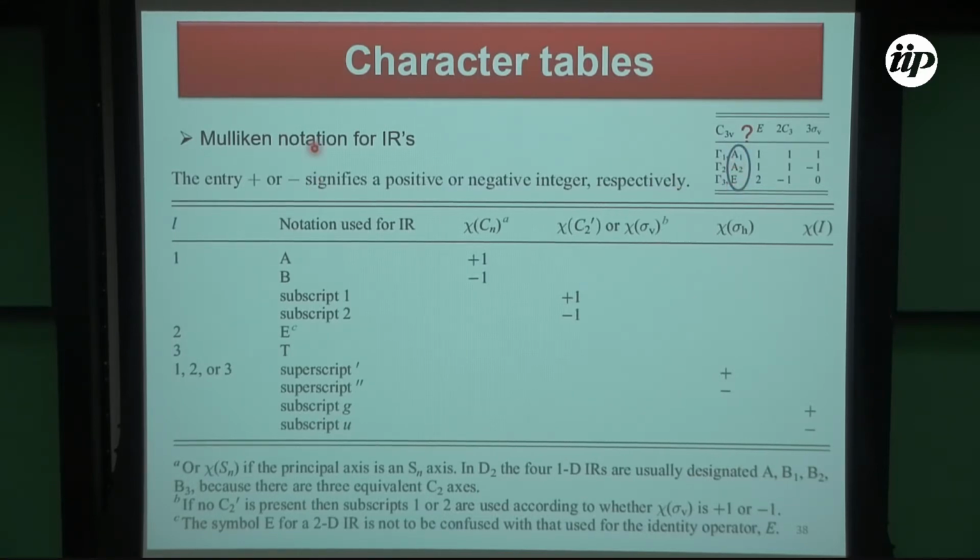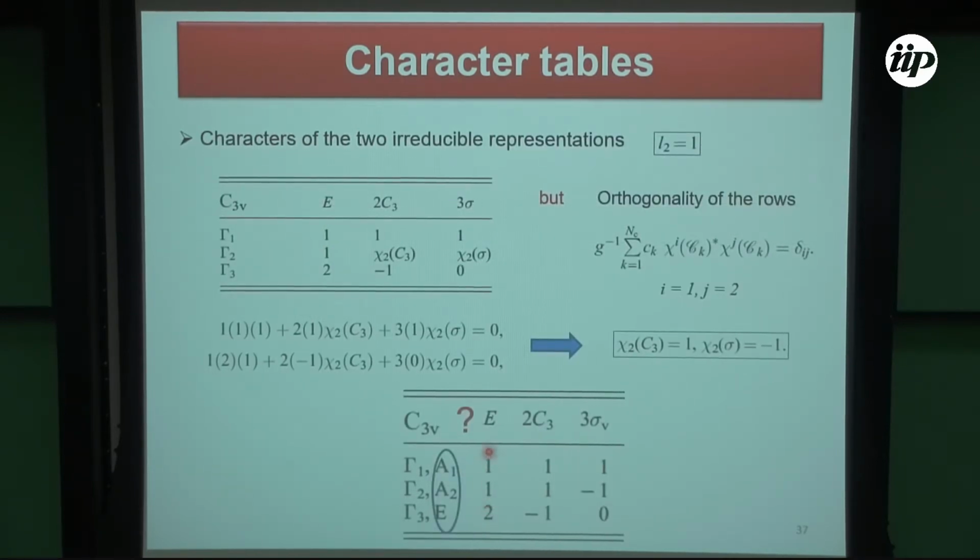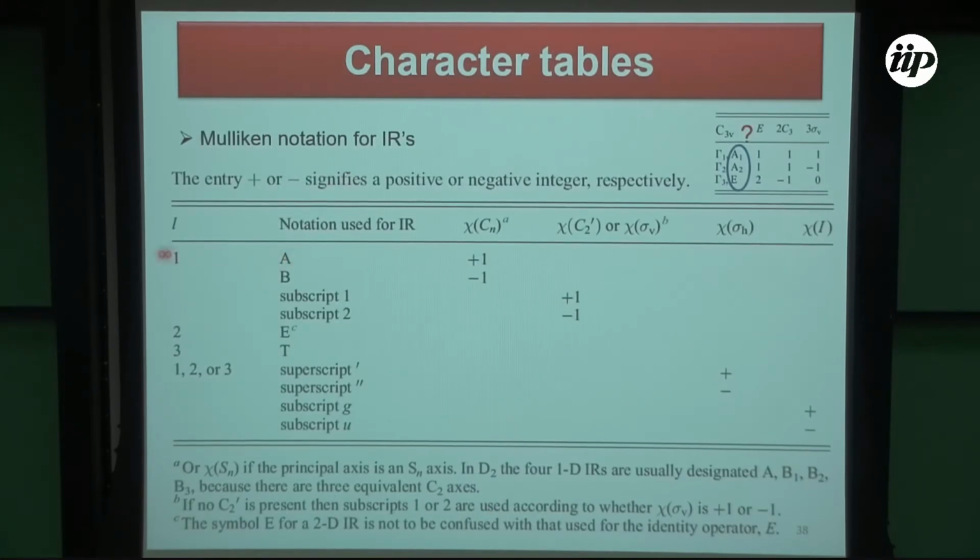The advantage of the Mulliken notation is that it carries some information about the irreducible representation. For example, if the size of the representation is 1 or is 2, it is different. If it's 1, you use the letters A or B. If it's 2, you use the letter E. If it's 3, you have the letter T. All right, let's suppose it's 1, and then you use the letter A or the letter B.